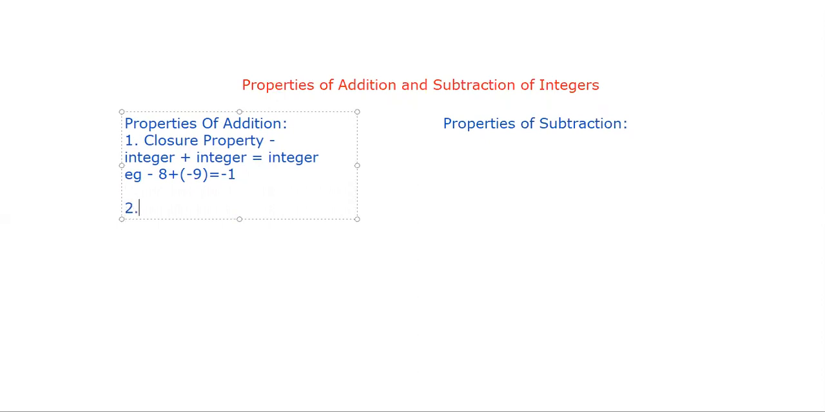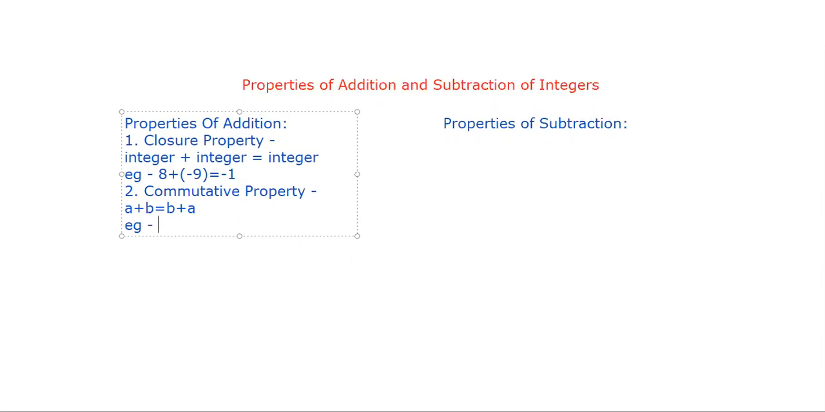Now the second property we are going to do is the commutative property. Now what is the commutative property? If I am adding a plus b, the sum that will come is equal to the sum if I write b plus a. This will be better understood if we write an example.